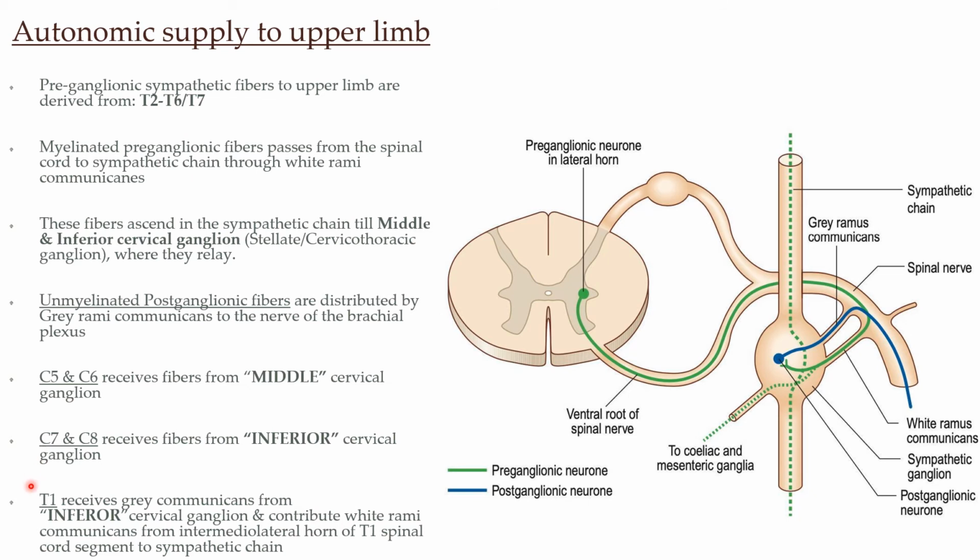Then what about the first thoracic spinal nerve, that is T1 spinal nerve? The first thoracic spinal nerve also receives the autonomic fibers, that is gray ramus communicantes, from the inferior cervical ganglion, just like C7 and C8 spinal nerve. Now we need to talk about the white ramus communicant related to T1 spinal nerve because they hold special clinical relevance.